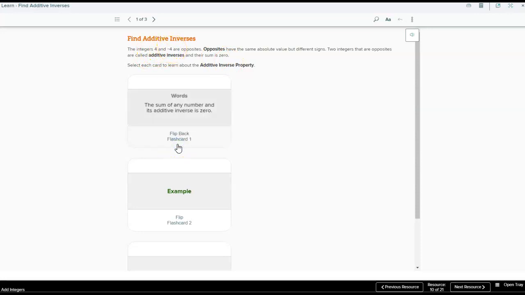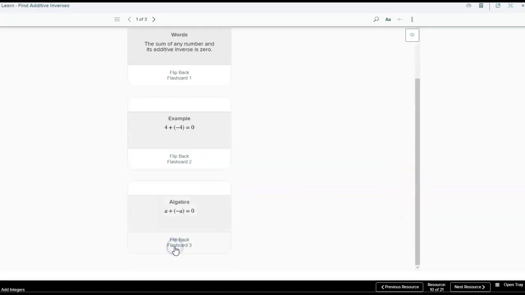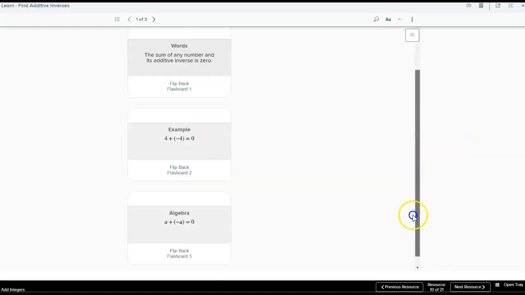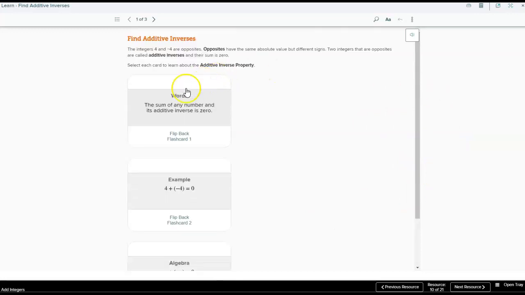Okay, so let's look at the additive inverse property, which you should be familiar with. The sum of any number and its additive inverse is 0. For instance, 4 plus negative 4, which is its additive inverse, equals 0. And in terms of algebra, this works with integers, but also with variables. A plus the opposite of A equals 0. So this will become important when we start solving equations in a little bit. But an additive inverse is just the opposite of a number. They have the same absolute value, but different signs.